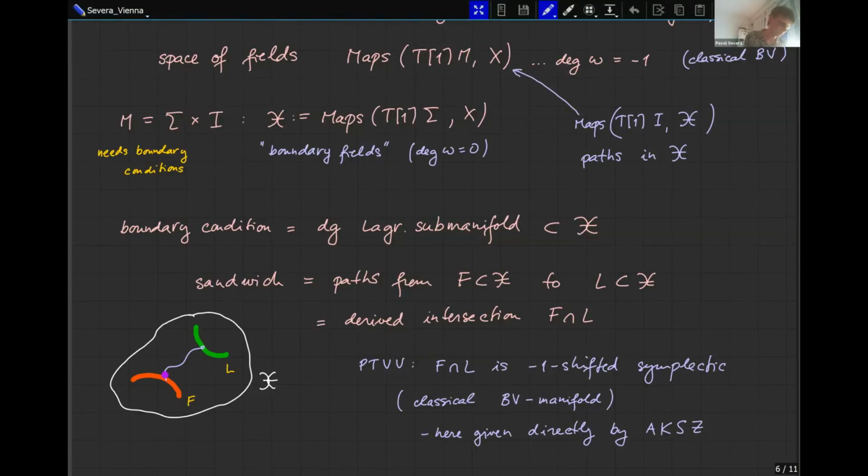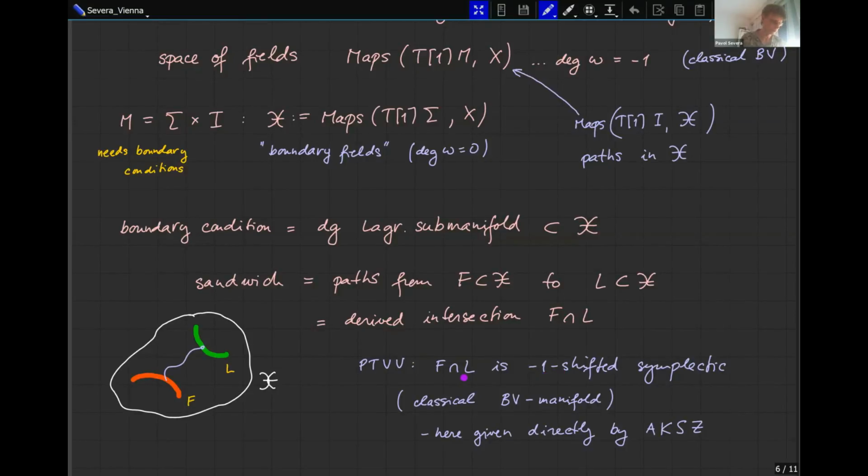So in other words, we can call it the homotopy or derived intersection of these two Lagrangian submanifolds of that fancy X. And now there is this kind of mantra in shifted symplectic geometry, or maybe I should say it's a theorem, which says that if you have two Lagrangian submanifolds and you take their intersection, then this is a symplectic thing. Just the symplectic form has degree which is lowered by 1.